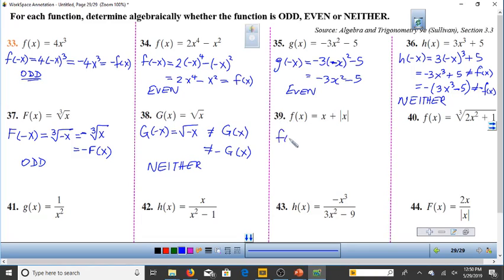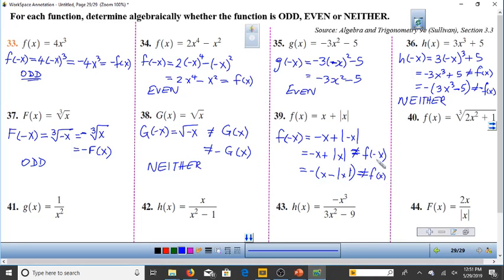We replace all my x's with negative x. So we get negative x plus the absolute value of negative x. And that just gives me negative x plus the absolute value of x. That is not the same as the original function. And that, of course, is not the same as the negative of the original function. So it's neither odd nor even.